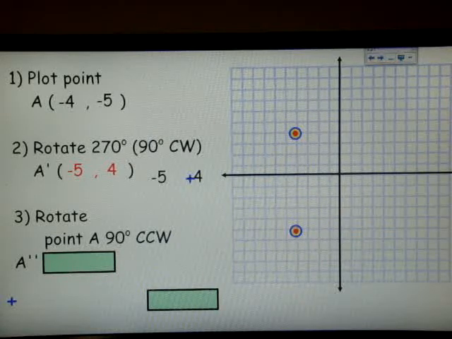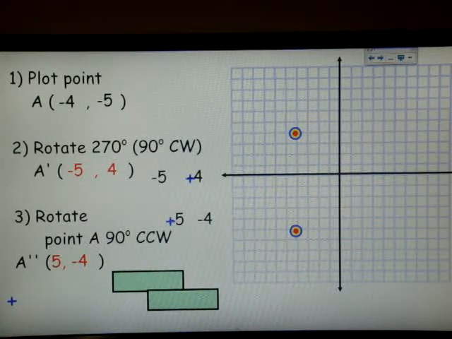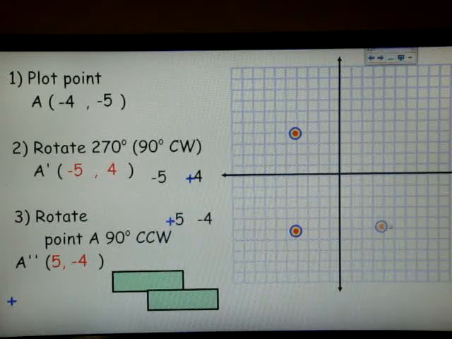Now if I wanted to take that same point and rotate it 90 degrees counterclockwise, so we're going to be going in a different location for that one. We want to take the points, we want to turn it, and we want to go right here. So my ordered pair for 90 degrees counterclockwise would be 5, -4. And you can see I'm going against the grain of a clock.